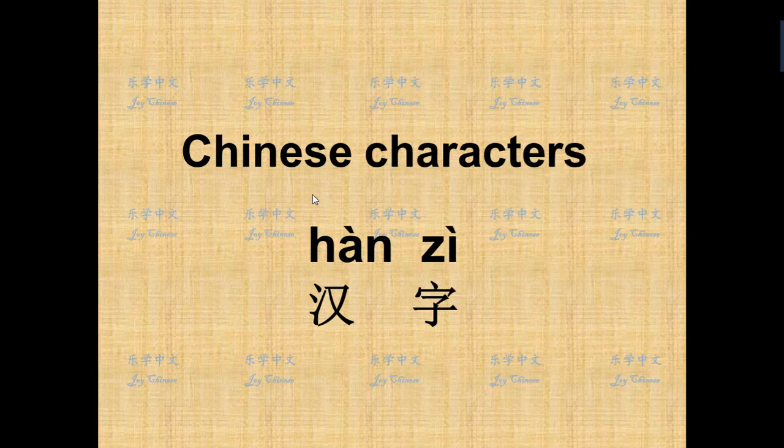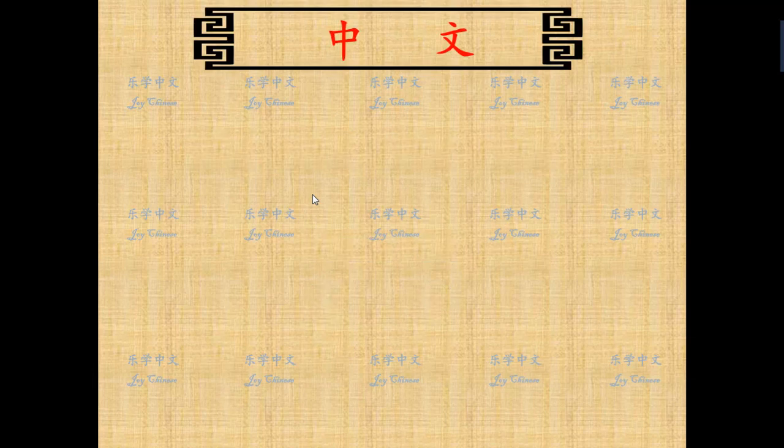Next, I will introduce a little bit of knowledge about Chinese characters. My foreign friends always ask, how many letters do you have in the Chinese language? Actually, Chinese characters aren't based on an alphabet, but on strokes. Let me use Chinese, 中文, as an example to explain the strokes. For example, 中.